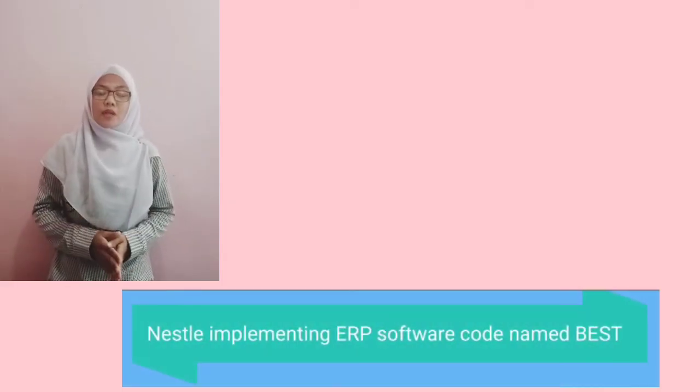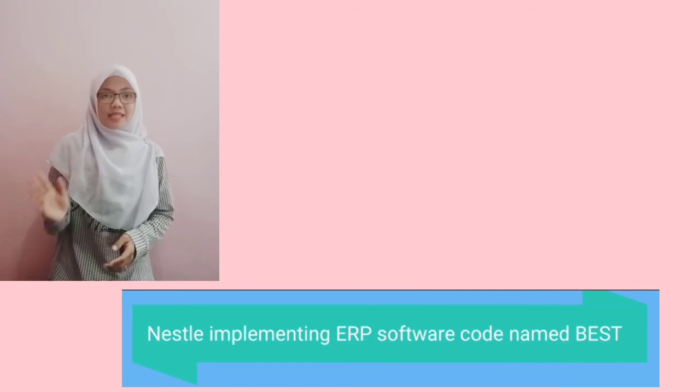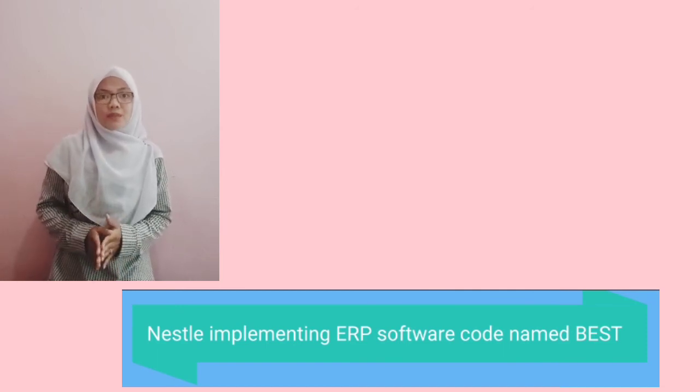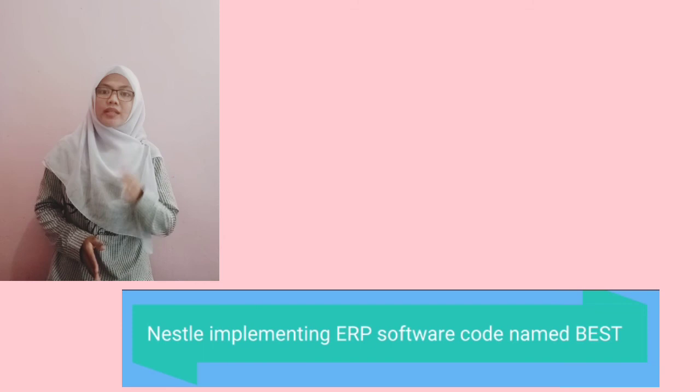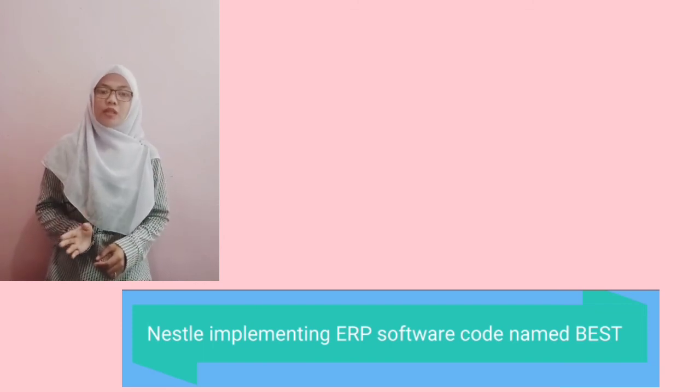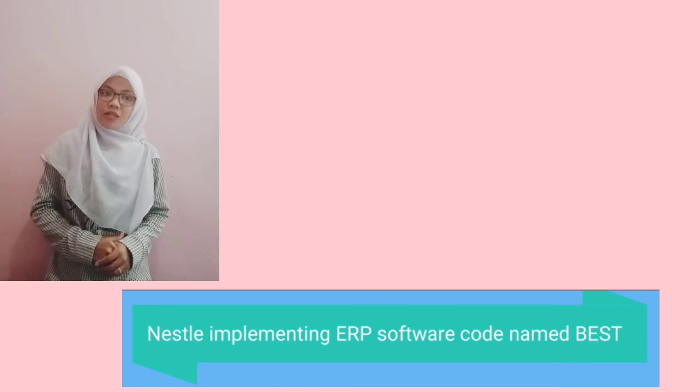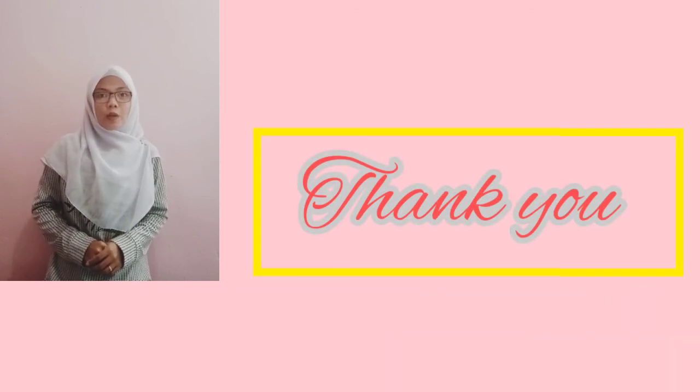So from the video, we know that Nestle is implementing ERP software named BEST. The key is common business process, system, and organizational structure across the autonomous divisions within the United States. That's all about Enterprise Resource Planning or ERP from me.